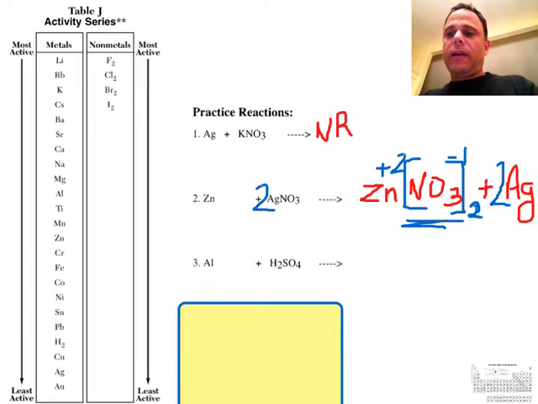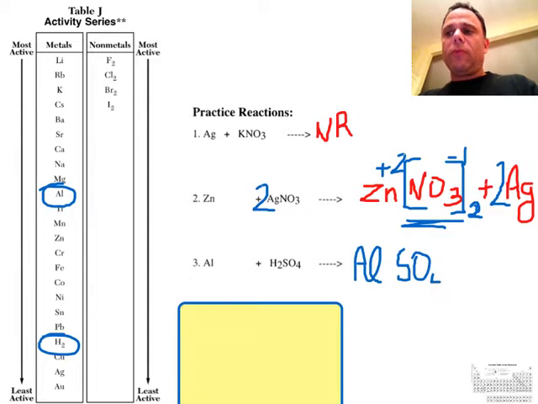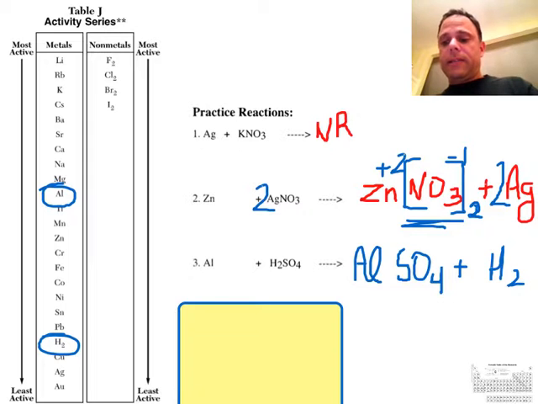And here we have aluminum with H2SO4, which is also known as, if it is dissolved in water, sulfuric acid, or hydrogen sulfate. Now, aluminum on this chart is right here, where hydrogen is right here. Aluminum is more reactive, so aluminum will take the place. So it would be AlSO4 plus H2.